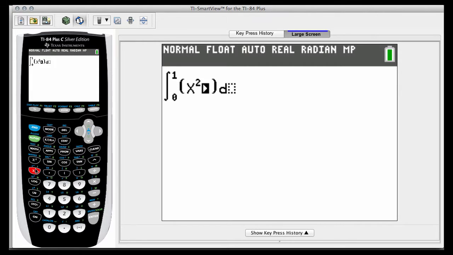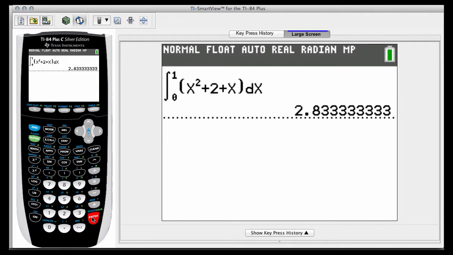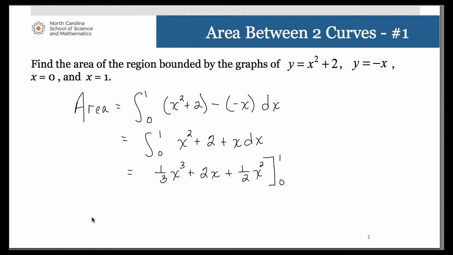I could easily do y1 minus y2. But it might be just as easy. And remember, this turned into plus x because of minus the negative. And our answer is 2.83 repeating. If you did have to attach units, it would be square units because we're finding an area.